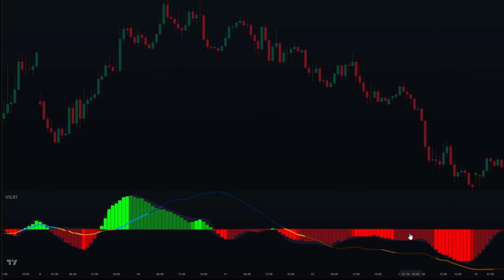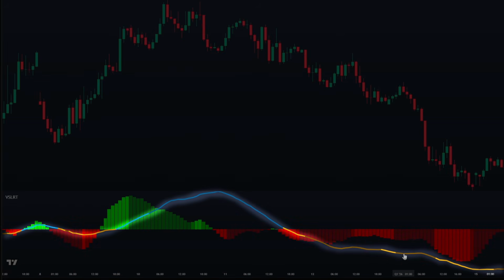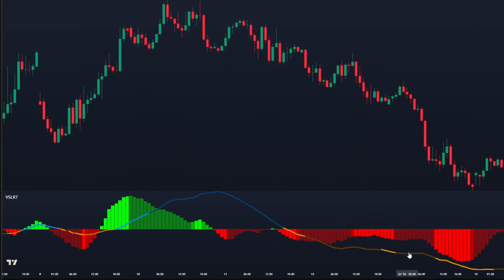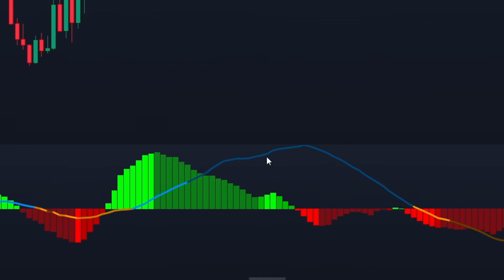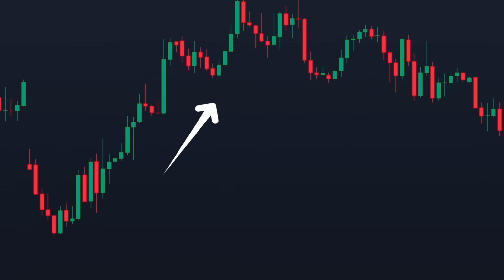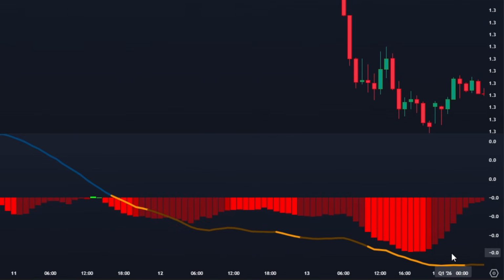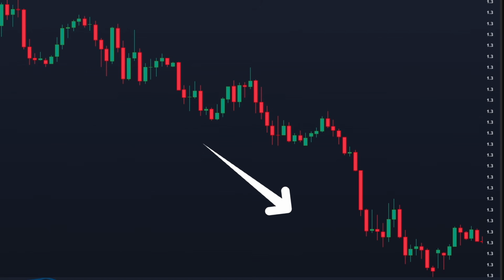The histogram represents short-term momentum, and the line represents long-term trend. So now instead of guessing direction, you can clearly separate context. If the line is above 0 in blue, the market is in an uptrend. If it's below 0 in orange, the market is in a downtrend.